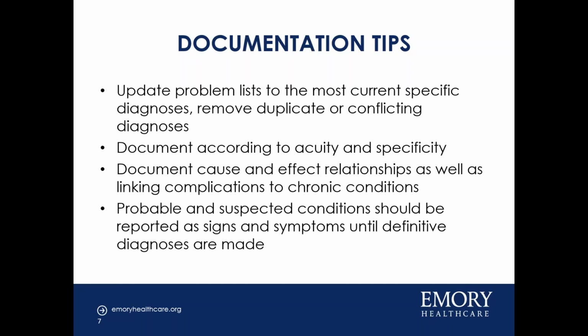If you have a patient that has hypertension and chronic kidney disease, you don't report the I10, you report the I12.9, which is hypertensive chronic kidney disease. And you also need to add the stage of the chronic kidney disease. Probable and suspected conditions should be reported as signs or symptoms until a definitive diagnosis is made.